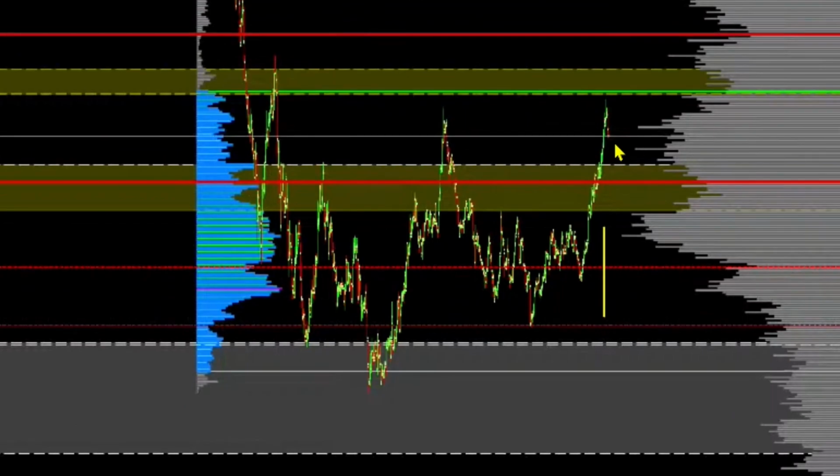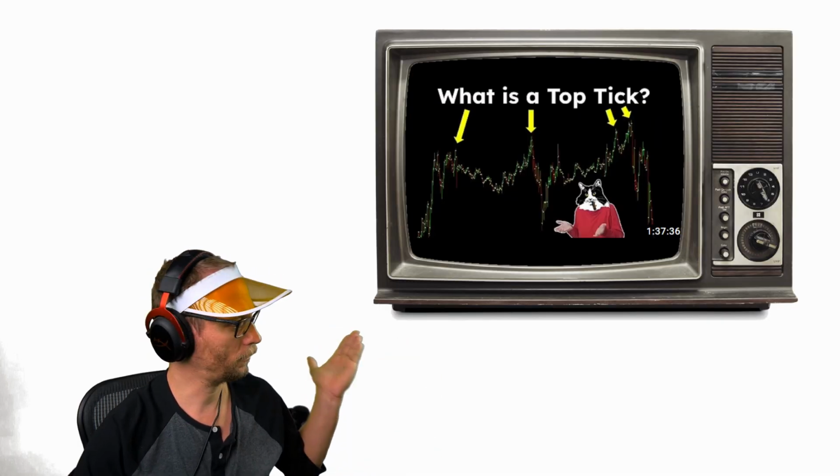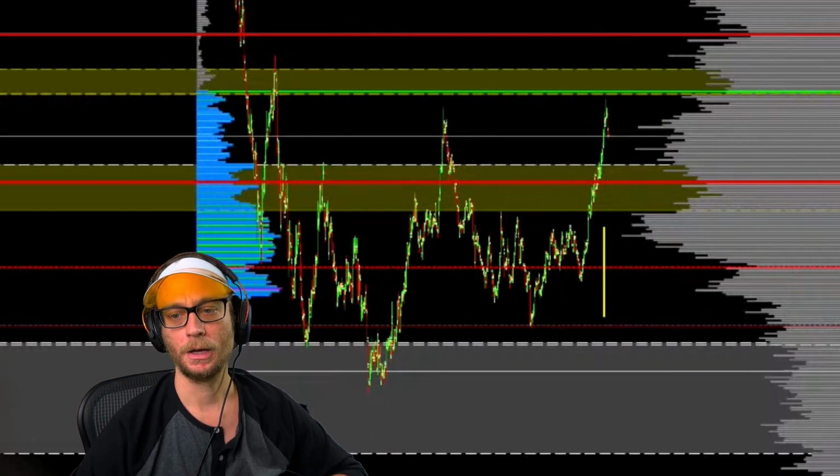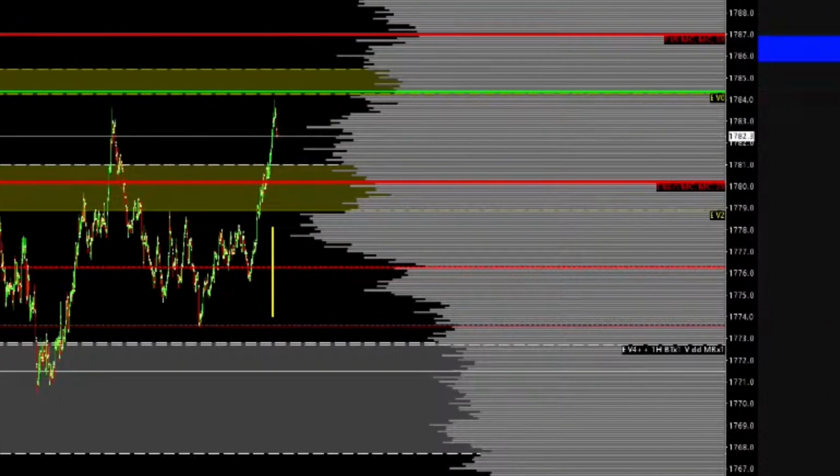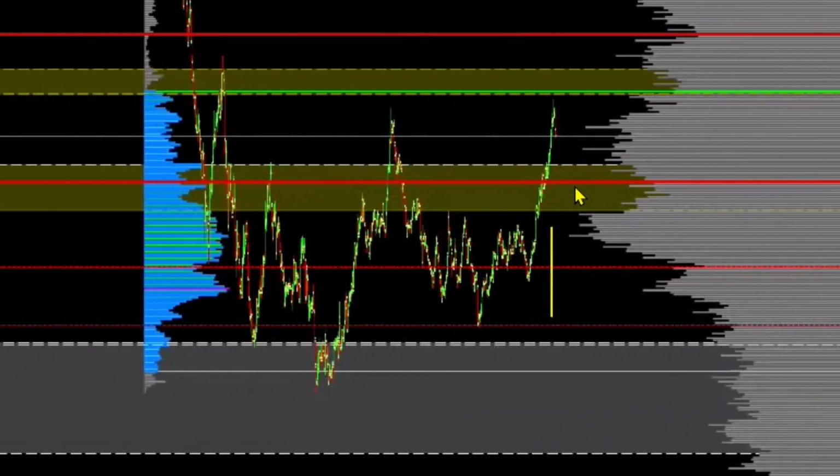Looking at Russell right here, Russell's been in a range for the most part and it's top ticking. It's not as high as this, but it's top ticking, and there's a video on top tick, so go check that out. But at the same time it's also breaking out right here. Is it top ticking, or is it going to break out? That is an EV4 right here. This low node is an EV4.